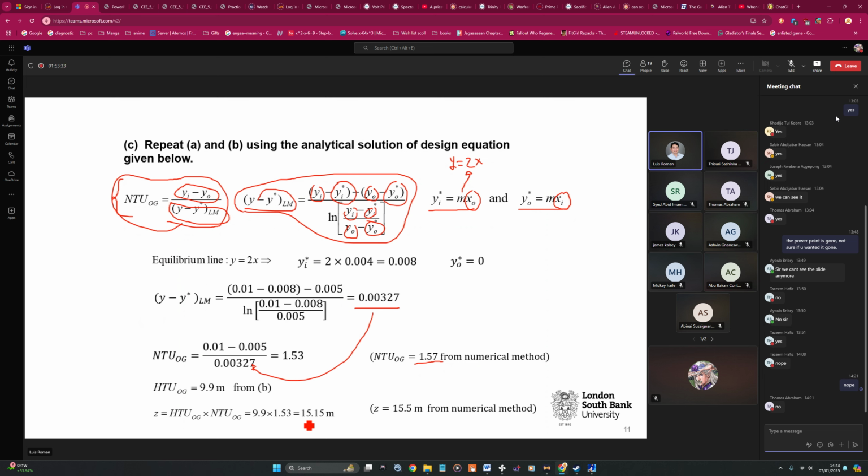The height using this analytical method is 0.15 meters, very close to the value that we used in the numerical method. So in the exam, if there is a question about gas absorption, you will be told which method to use, either the analytical solution or the graphical solution.